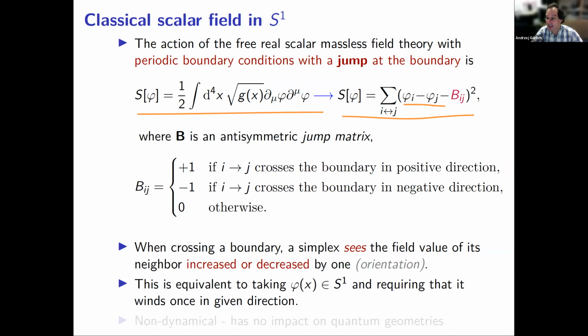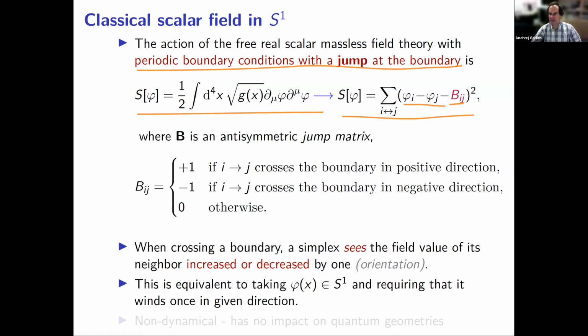So this is just a discretization of the square of the derivative of the scalar field. And we assume that this scalar field has periodic boundary conditions, and there is a jump at the boundary. And the jump is introduced by this Bij term, which is 0 almost everywhere, except at the boundary. If going from simplex I to J crosses the boundary in the positive direction, it is +1. If it crosses in the negative direction, it's -1. So it's an antisymmetric matrix.